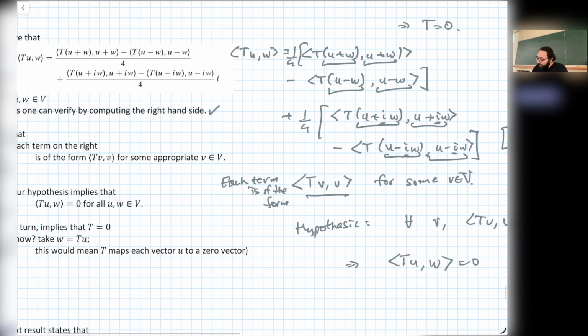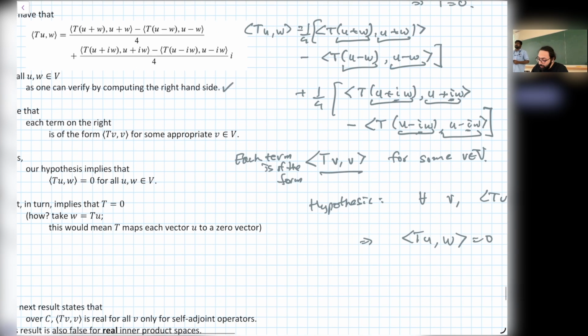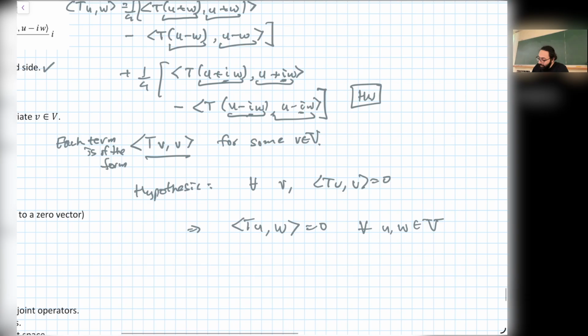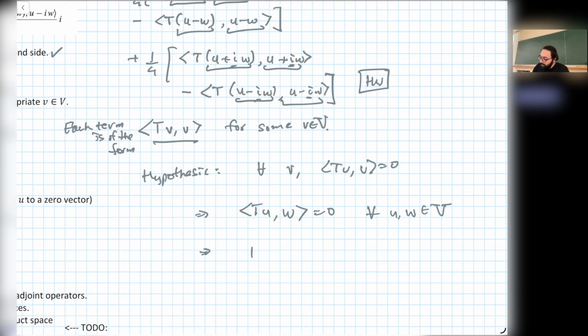And it is actually 0 for all u and w, because we did not make any assumptions on what u and w are. So what does that tell us? It implies that T is a 0 operator.